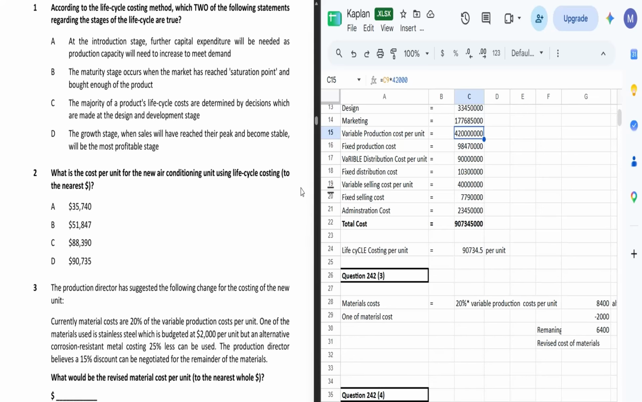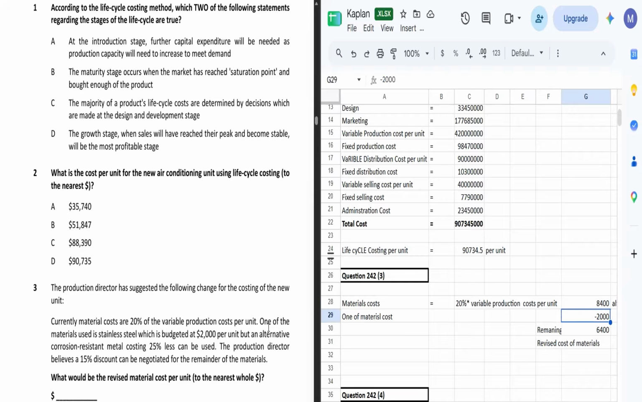if you take 20% of the variable cost of production per unit, that is 42,000, it will give you 8,400. Okay, now the question is saying one of the materials used is stainless steel, which is budgeted at 2,000 per unit, but an alternative is also available, and that will cost 25% less than what we are costing right now.